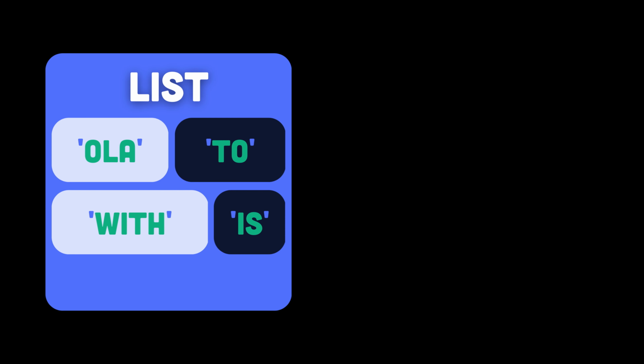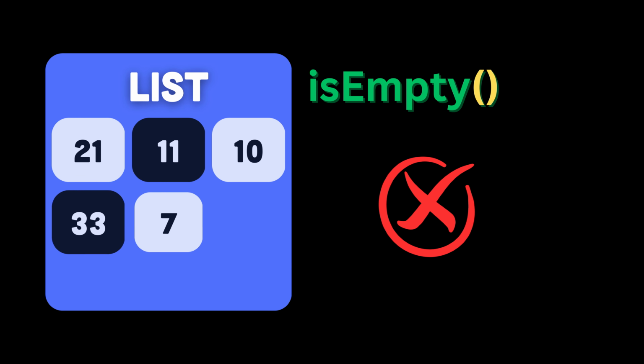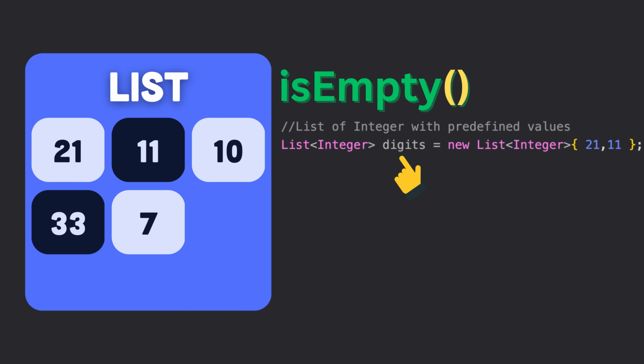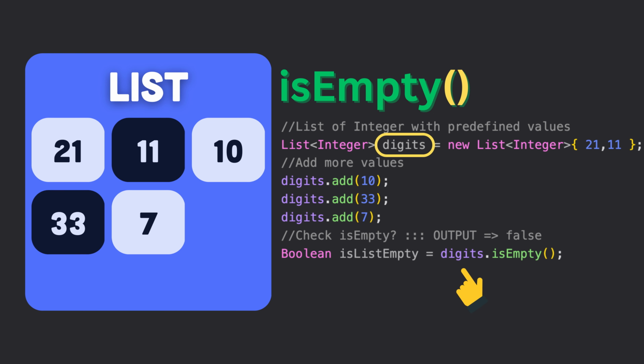Okay, so a list could be empty or it could be filled with elements such as integers, strings, or any other data type. However, in order to check if a list is empty, we could use the isEmpty method. This will return true if the list is empty, else it returns false. Here we have a collection variable of type integer with a few predefined values. We can add more values if we wanted to. Now if we use the isEmpty method on our collection, we get the result as false, because the collection, as we know, is not empty.